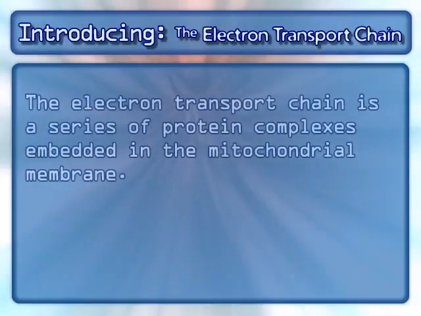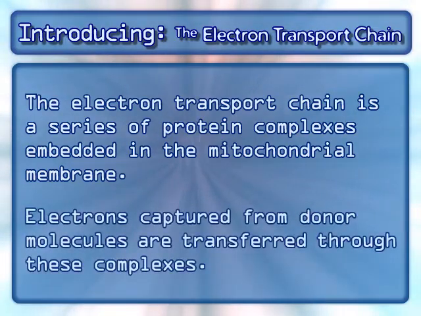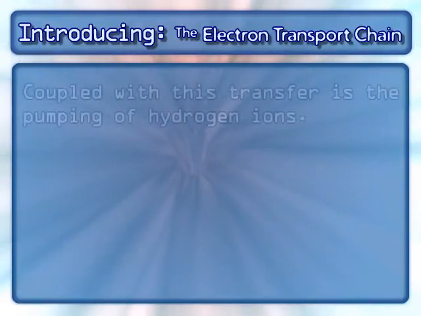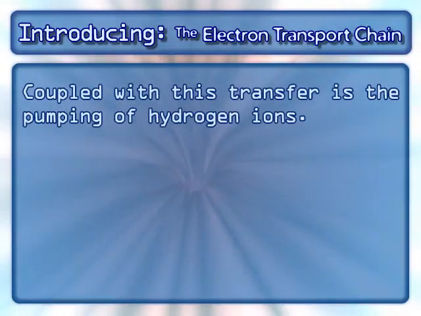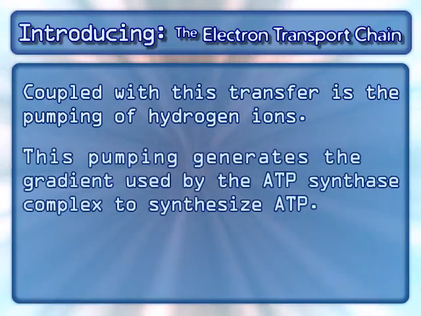The electron transport chain is a series of protein complexes embedded in the mitochondrial membrane. Electrons captured from donor molecules are transferred through these complexes. Coupled with this transfer is the pumping of hydrogen ions. This pumping generates the gradient used by the ATP synthase complex to synthesize ATP.